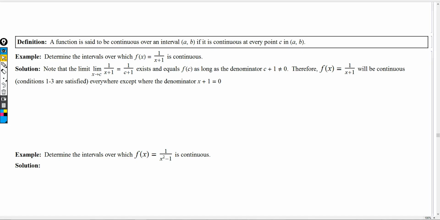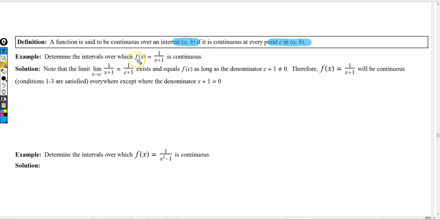Now we're going to formally define continuity over an open interval, and we've already been working with that in some previous examples. So here we have the definition for continuity over an open interval, and we simply say this: a function is said to be continuous over an open interval (a,b) if it is continuous at every point c in the open interval (a,b). Alright.